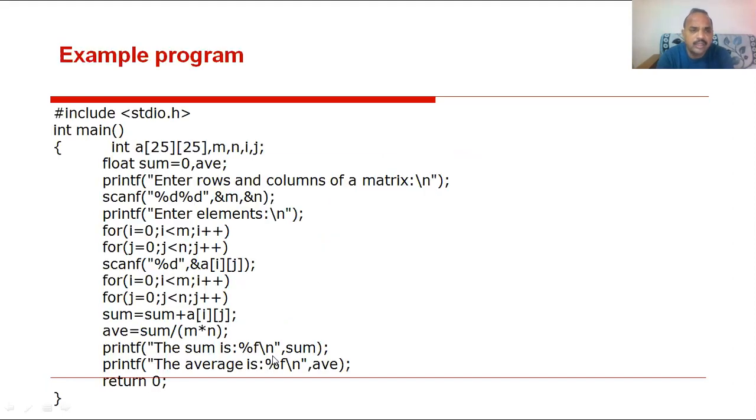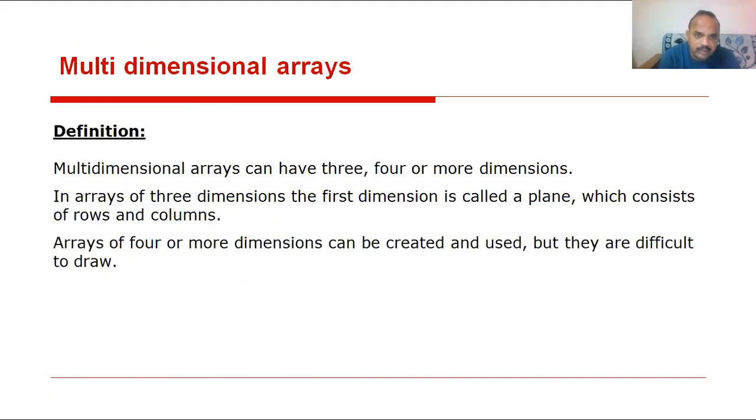Okay, clear? This is an example program. It is reading a 2 by 2 matrix, an n by n two-dimensional matrix of elements. Then find the sum of elements in a two-dimensional matrix. Then display the sum and average. Next one is multi-dimensional array. A multi-dimensional array is a collection of 2 or more dimensions.